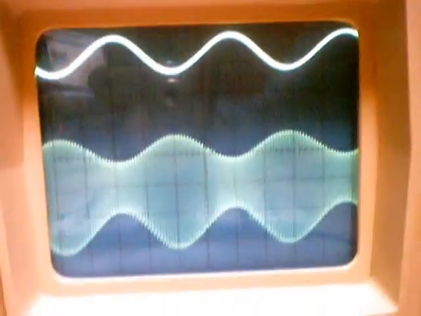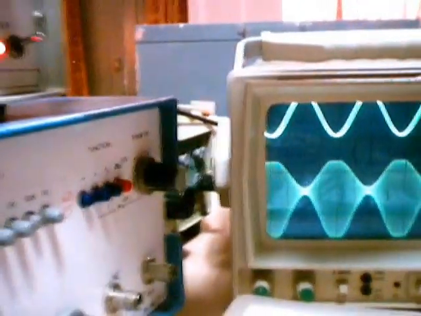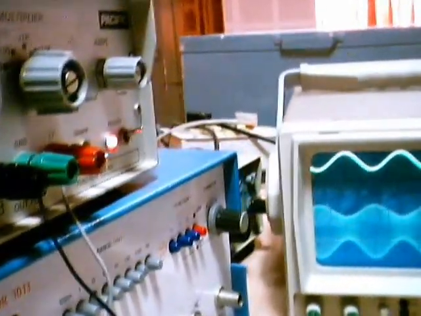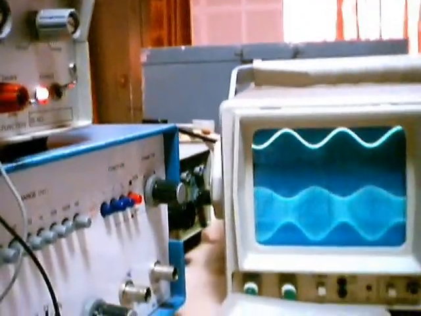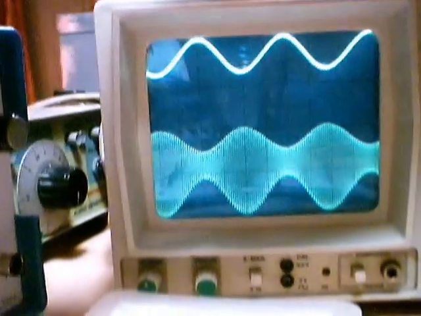In this experiment, we need to vary the amplitude of the modulating signal, and for each variation of the amplitude of the modulating signal, we need to find Vmax and Vmin. So you find the peak to peak of this, which happens to be Vmax, and the peak to peak of this valley, which happens to be Vmin. For each and every variation of the modulating signal, keep taking the readings for Vmax and Vmin.